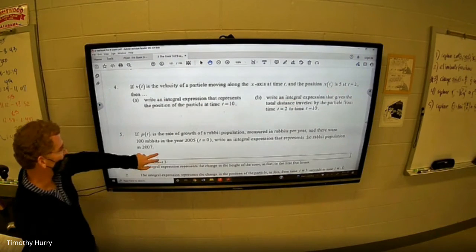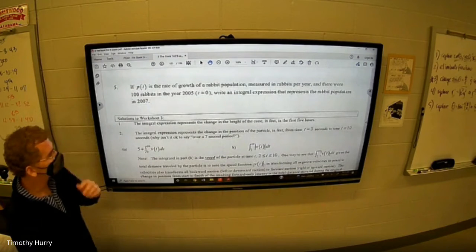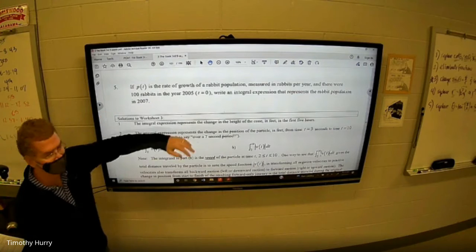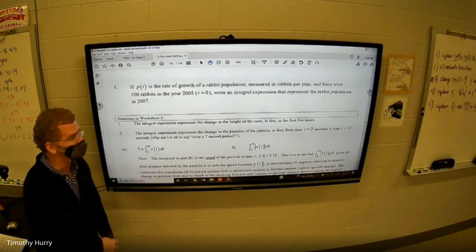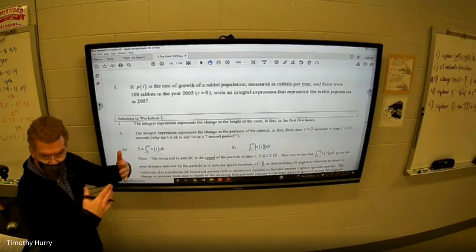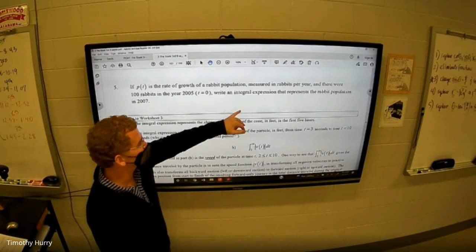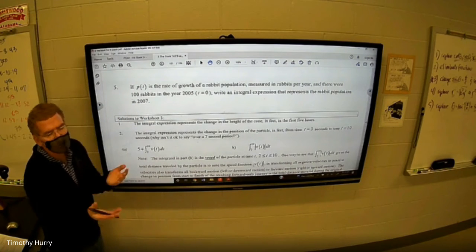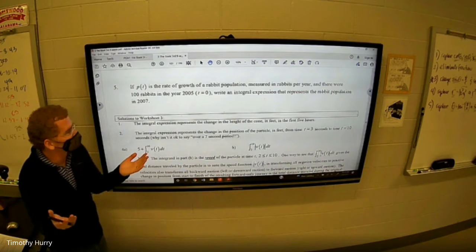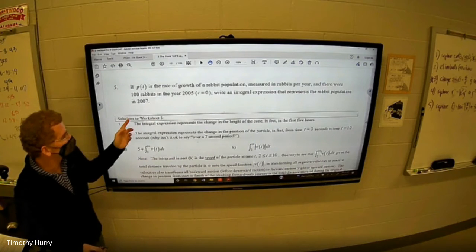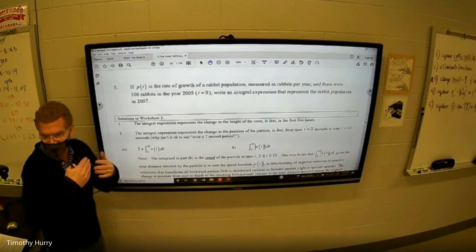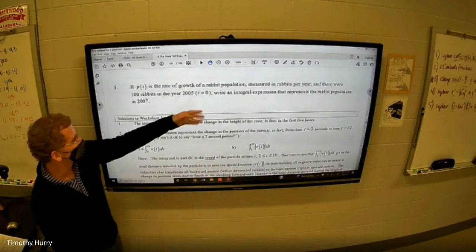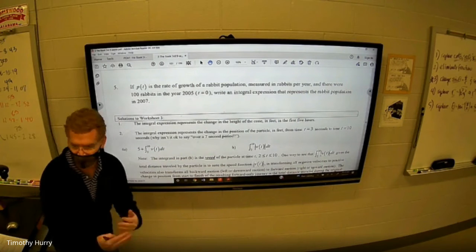Last one. If P is the rate of growth of a rabbit population measured in rabbits per year, and there were 100 rabbits in the year 2005, which we're going to call T equals 0. Okay? So we're going to make that our baseline, 2005. Write an integral expression that represents the rabbit population in 2007. Now, we'll assume, for lack of any other information, that if that's 2005, this is 2007, it was an exact 2-year period. They should be a little bit better about that, like say at the beginning of 2005, at the beginning of 2007, or something like that.